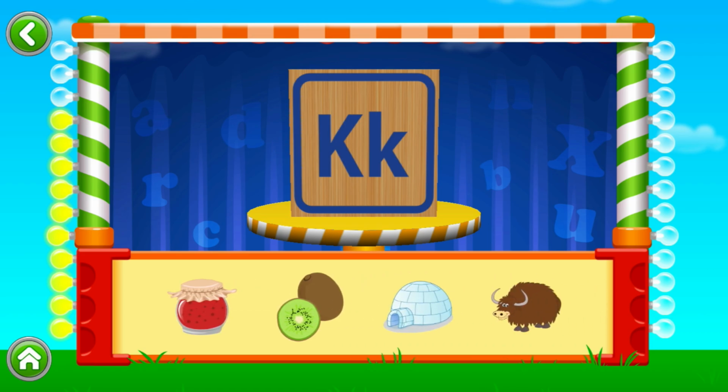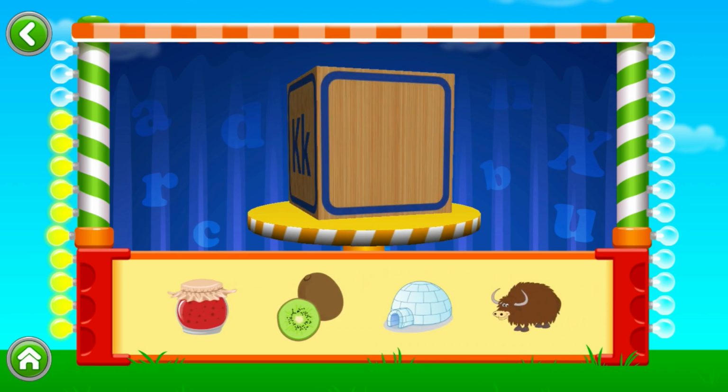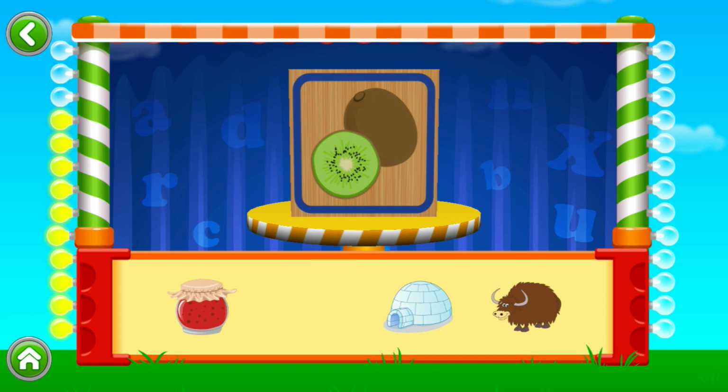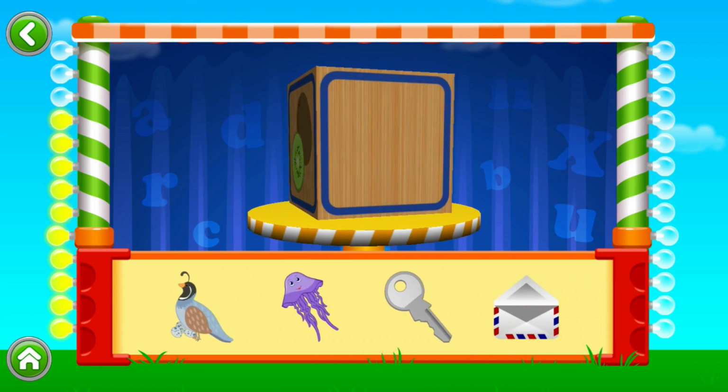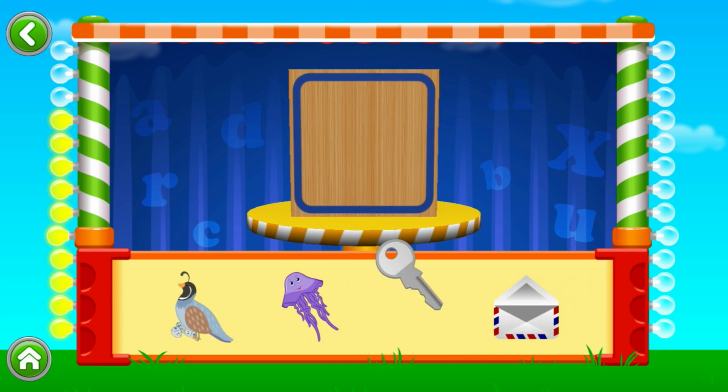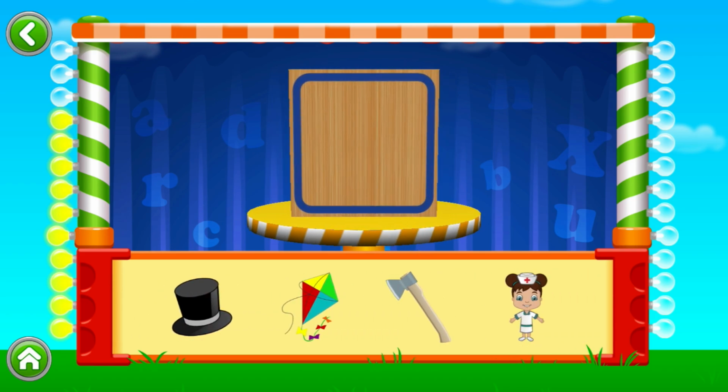Kiwi. Go ahead and turn the letter cube. Key. Now, let's do the next side. Kite.